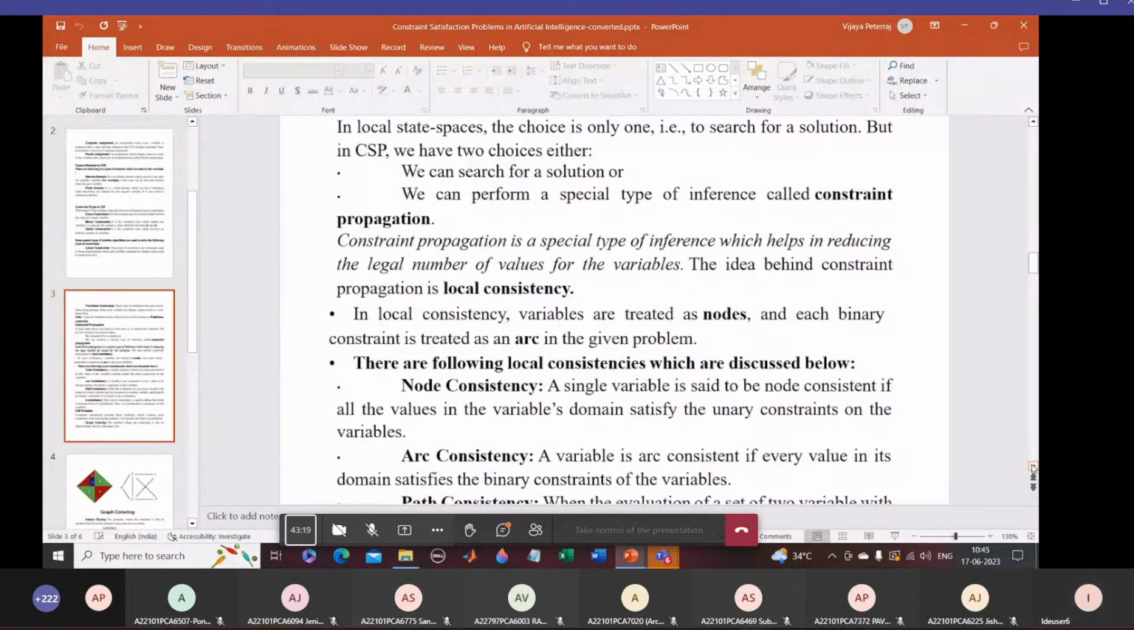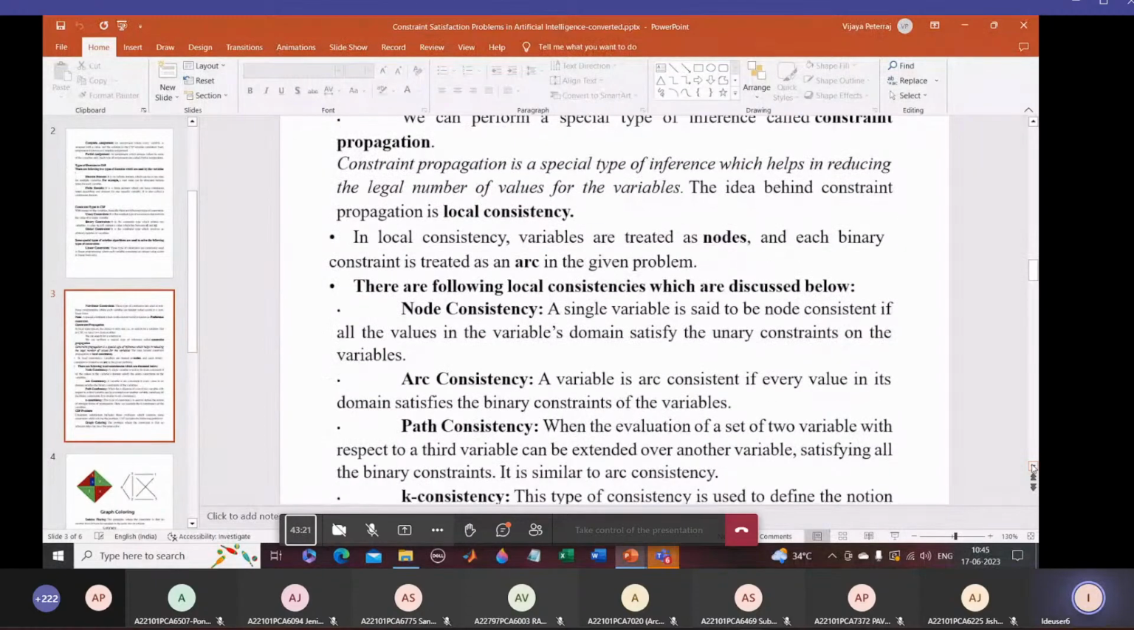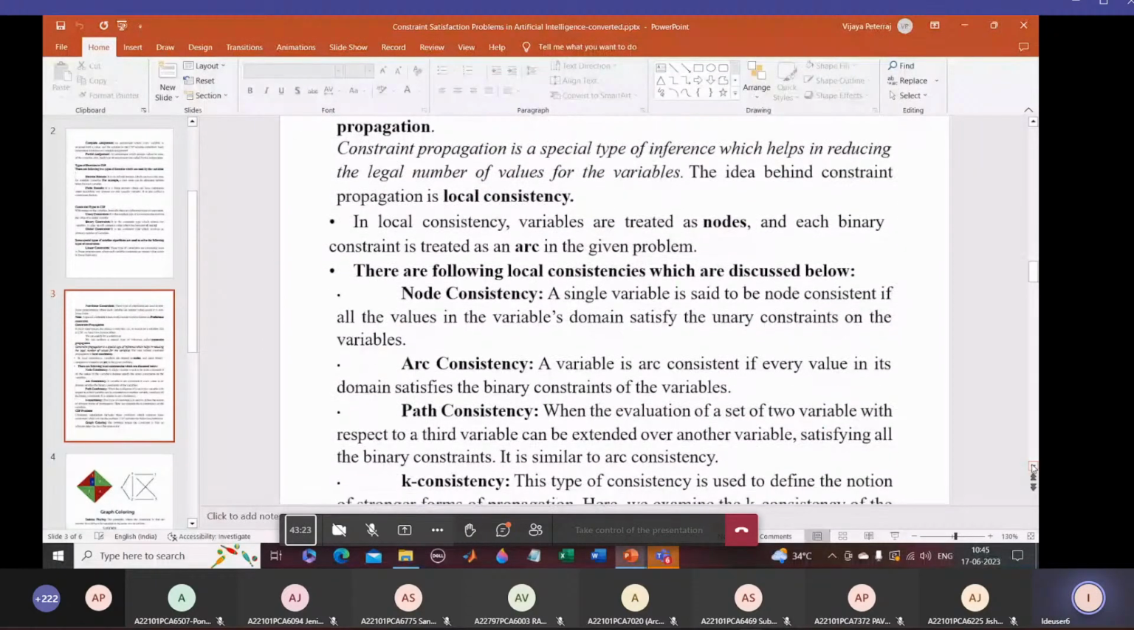Okay, then there will be local consistency. One is node consistency, because the solution should be consistent. Variable domain, then we have these rules, and then the consistent solution. So one is node consistency. A single variable is node consistent if all the values in its domain satisfy some unary constraints on the variable.